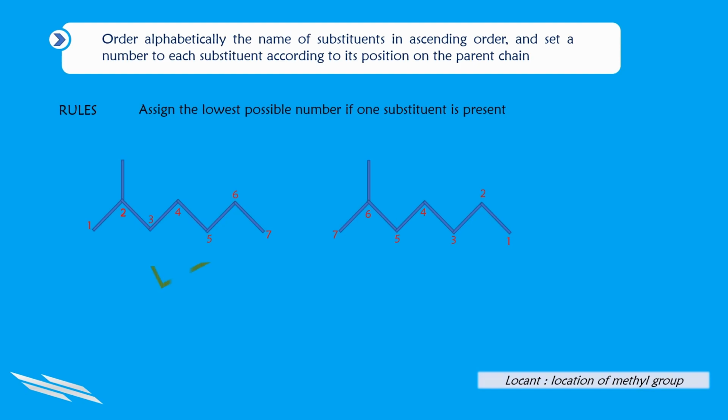Next, arrange the substituent names in alphabetical order and assign a number to each substituent according to its position on the parent chain. First, assign the lowest possible number if one substituent is present. What is a locant? A locant is the location of the methyl group attached to the parent chain.